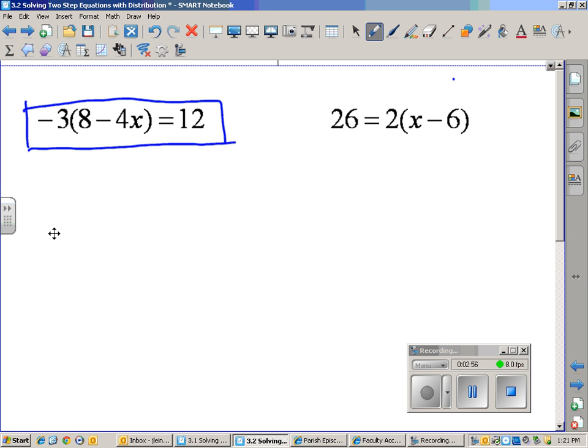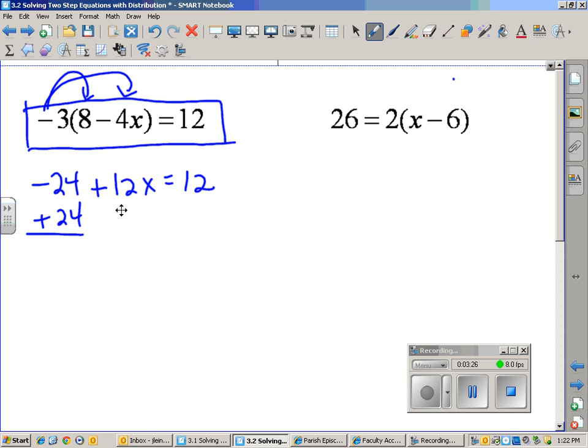That will save you a line on your paper. So when I distribute minus 3 times 8, I get minus 24. When I distribute minus 3 times minus 4x, I get a positive 12x, equaling 12. Now this looks like any other equation that we did in 3.1. After we've done the distribution, we look for collecting like terms. I don't see anything that we need to do there. And we go ahead and do our addition and subtraction. So in order to get rid of a negative 24, I add 24 to both sides. Bring the positive 12x down. Add 12 and 24. Divide by 12. And I get x is equal to 3.